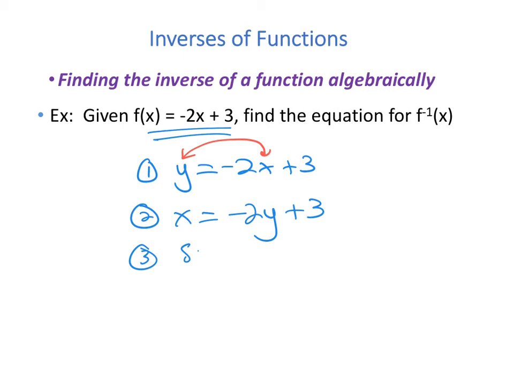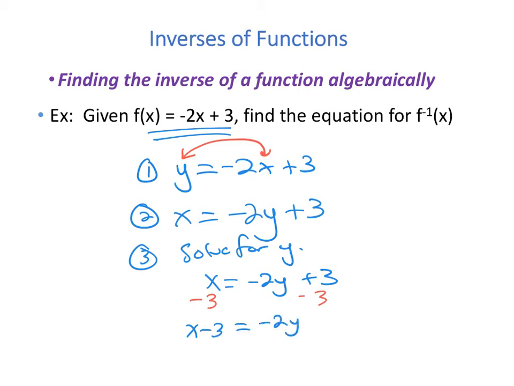The third and final step was solve for y, get it by itself. If I take this equation and try to isolate y, the very first step I would do is subtract 3 from both sides. It's just going to read x minus 3 equals negative 2y. To get y by itself, since it's negative 2 times y, I would get rid of it by dividing by negative 2 on both sides. And so lastly, I get y equals x minus 3 all over negative 2.